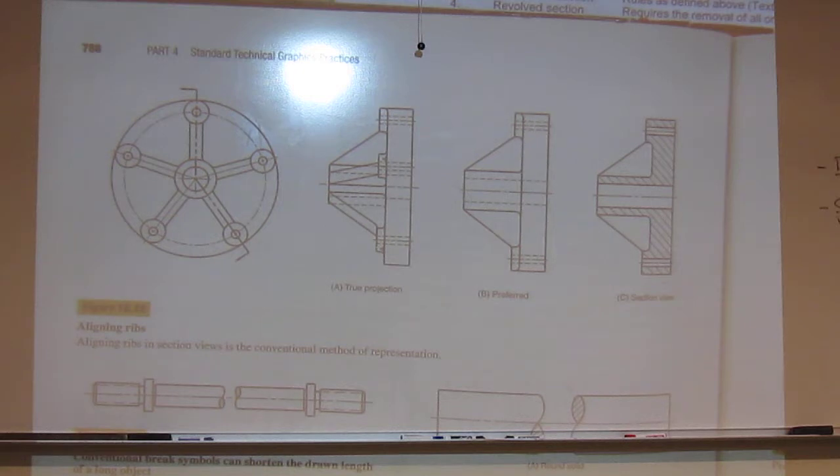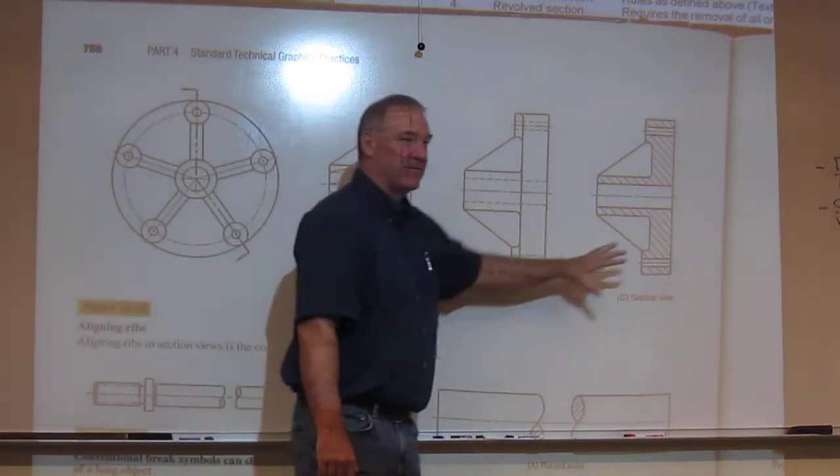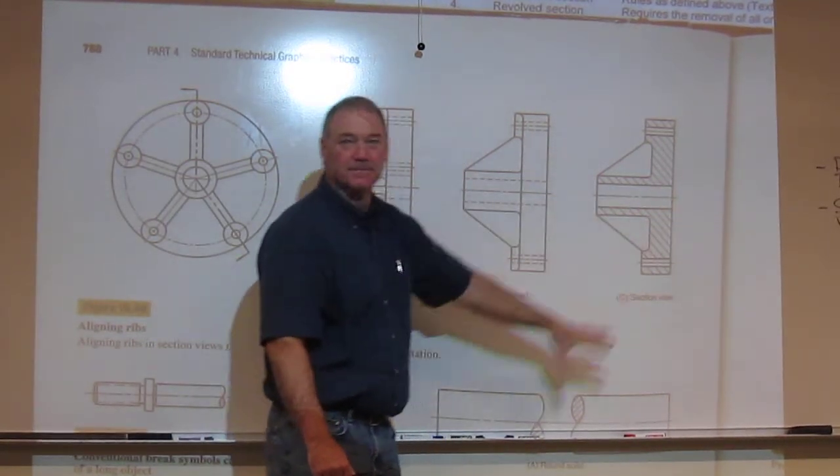Now, when showing that, would you just show that one in section view, or would you put the other views in? This would be my front view. This would be my right side view, right there.